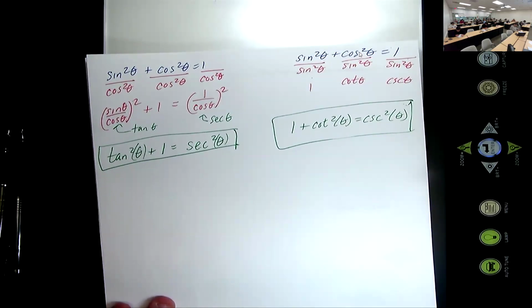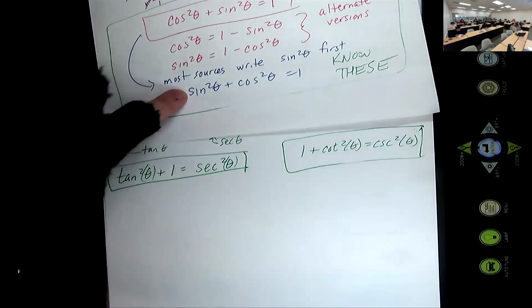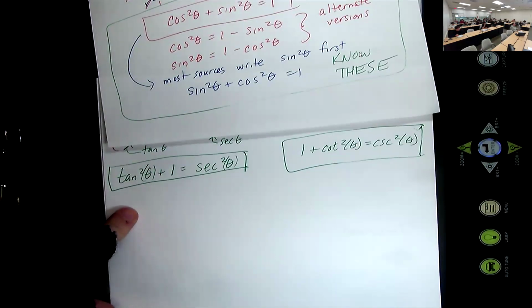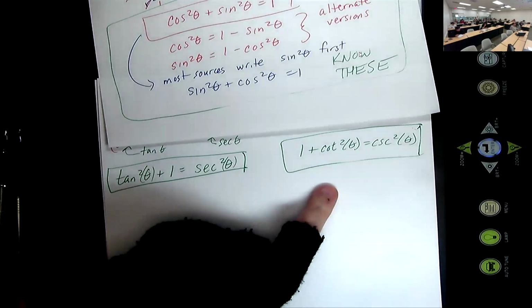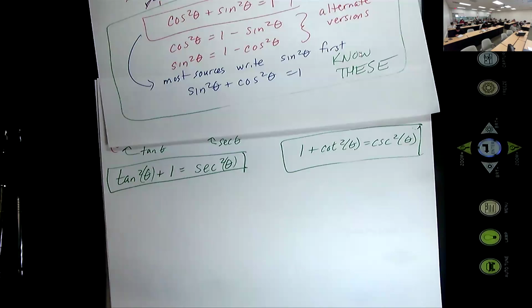The order you'll probably use them: you will use sine squared theta plus cosine squared theta equals 1 the most. Then the next one that gets used is tangent squared theta plus 1 equals secant squared theta. This one comes up a reasonable amount of times. For some reason, this one doesn't come up that often, but it is there.